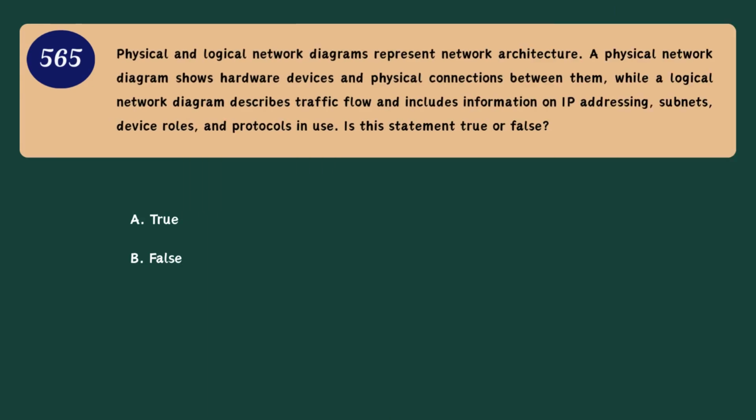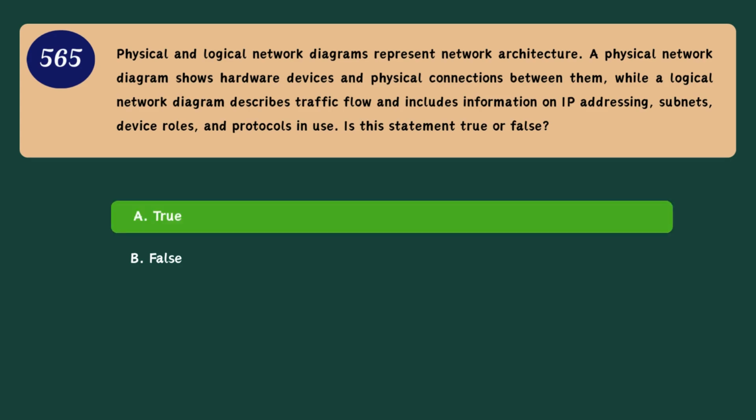Question 565. Physical and logical network diagrams represent network architecture. A physical network diagram shows hardware devices and physical connections between them, while a logical network diagram describes traffic flow and includes information on IP addressing, subnets, device roles, and protocols in use. Is this statement true or false? A. True. B. False. Correct answer. A. True.